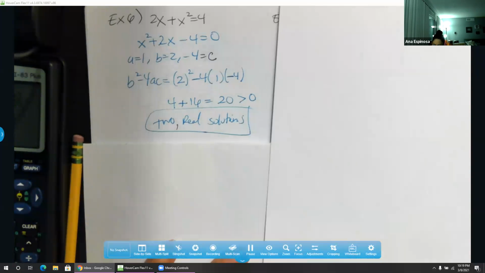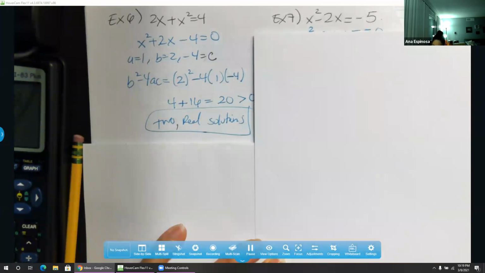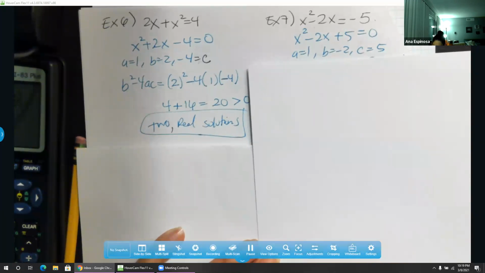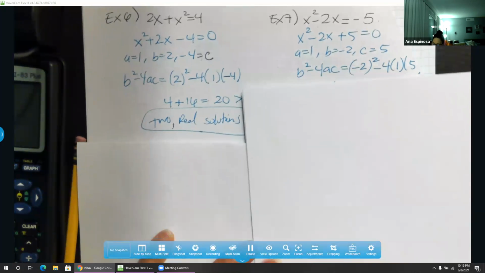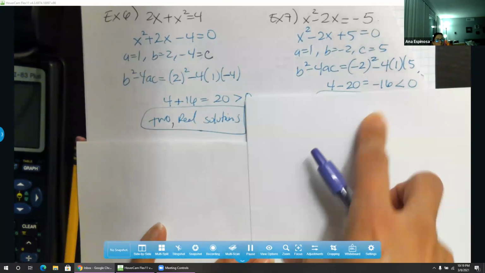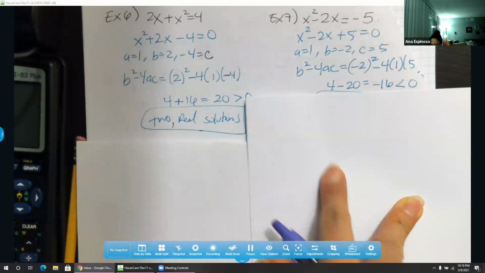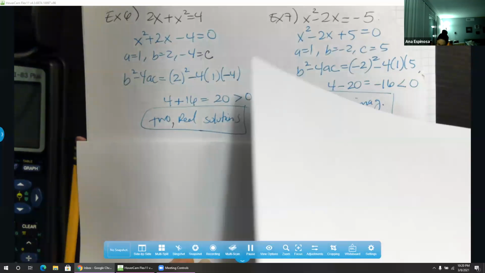Okay. Let's try the next one. This is almost set up. I do have to move the 5 to the left so I have it equal to 0. I have a equals 1, b equals negative 2, c equals 5. I then plug that in, b squared minus 4ac. And I check that the number that I get is less than 0, which means negative. So if I had a negative under the square root, that would make it 2 imaginary solutions. Okay, 2 imaginary solutions.